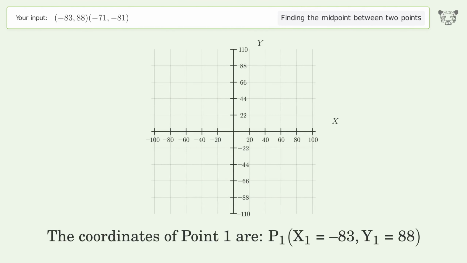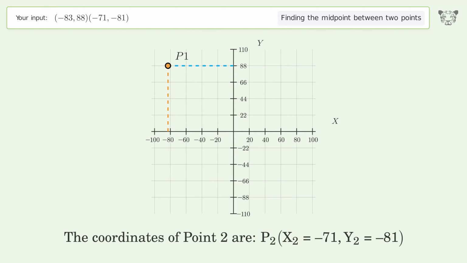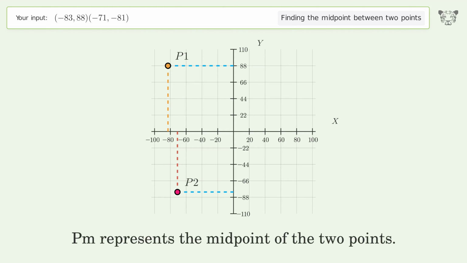The coordinates of point 1 are x1 equals -83, y1 equals 88. The coordinates of point 2 are x2 equals -71, y2 equals -81. PM represents the midpoint of the 2 points.